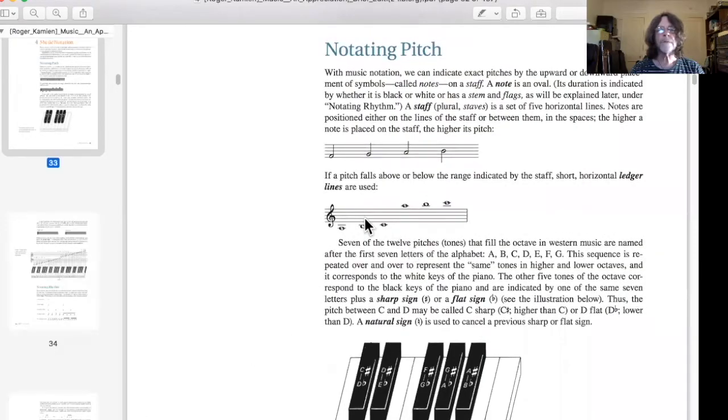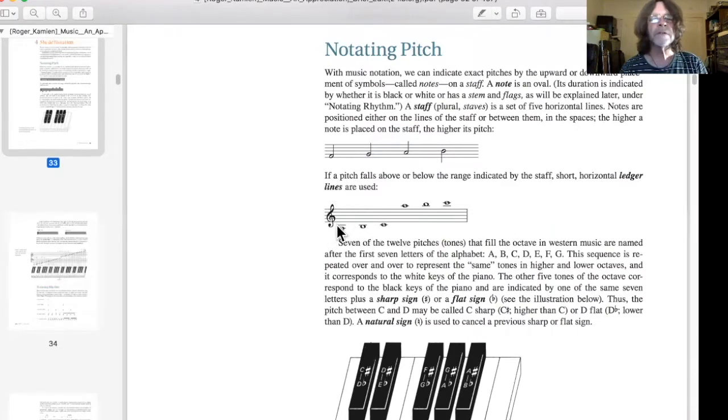Notating pitch with music notation can indicate the exact pitches, by the upward or downward placement of these symbols on what's called a staff. Okay, so here's a staff right here. It's got 5 lines. This is a clef. There are different types of clefs. Low instruments use a different clef than this clef. Bass singers often use a bass clef, and most of the other singers will use some sort of treble clef, and that's what that is.